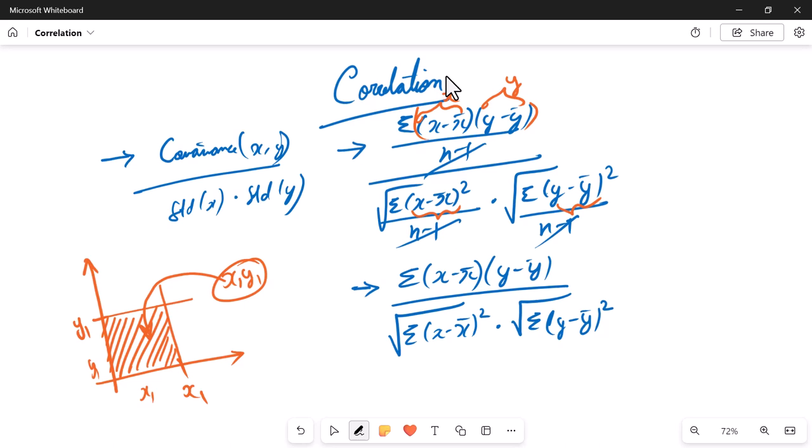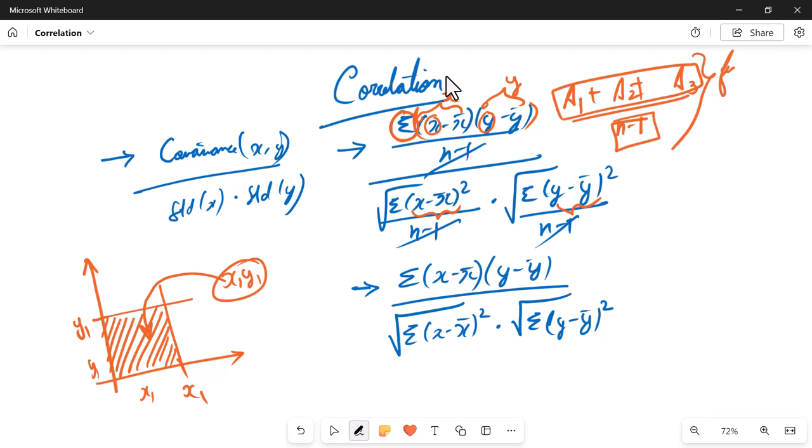For each and every x and y, we are finding the area of the rectangle, and the summation mark signifies that we are summing all the areas up. So first we find the areas, let's say a1, a2, a3, then we sum up all those areas and divide by n minus 1. So it is nothing but finding the average area of the rectangle. In the numerator part, at least, we are summing all the areas up and dividing by this n minus 1 factor, which gives us the average area of the rectangle.